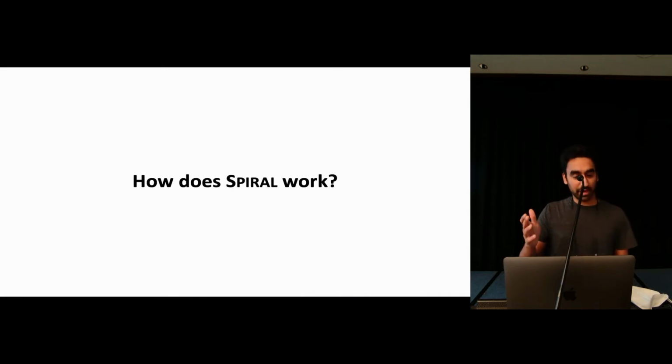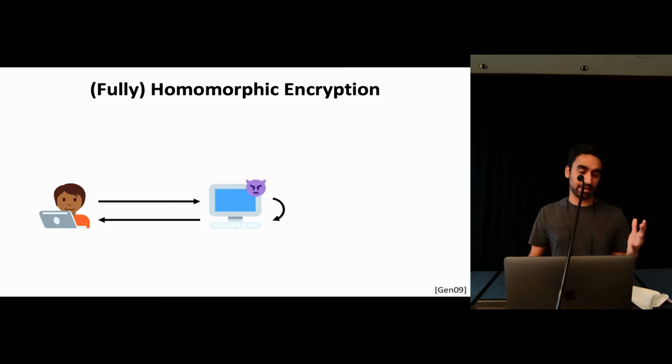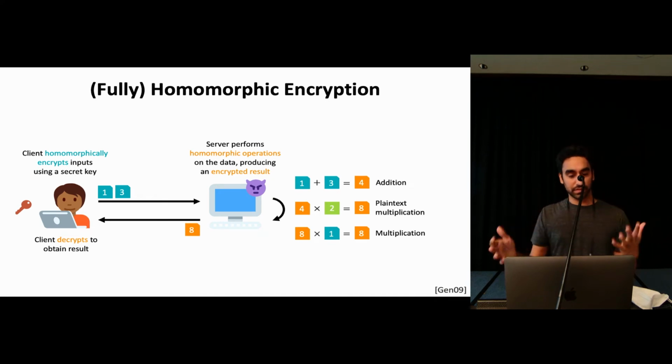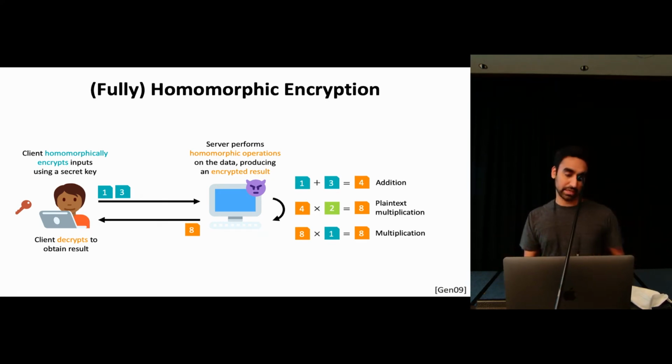So now I'll talk about how Spiral works. To do that, I need to explain a little background on fully homomorphic encryption. So just to summarize, a client can use homomorphic encryption to encrypt data using a secret key, send it to the server, and the server can then perform operations on that encrypted data.